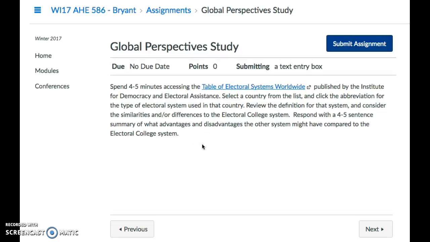Select a country from the list and click the abbreviation for the type of electoral system used in that country. Review the definition for that system and consider the similarities and/or differences to the Electoral College system. Respond with a 4 to 5 sentence summary of what advantages and disadvantages the other system might have compared to the Electoral College system.